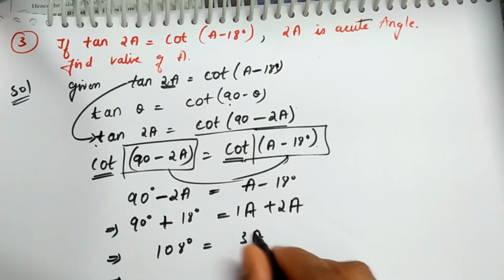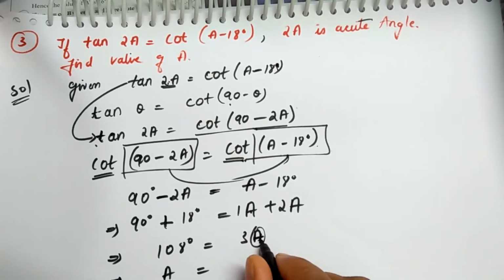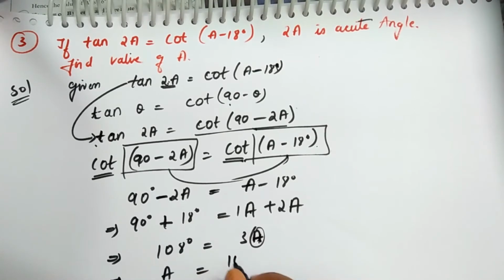Since we need to find the angle A, we keep angle A as it is and send the 3 to the denominator. 108 divided by 3 is nothing but 36 degrees. Answer. This is what we needed to find out.